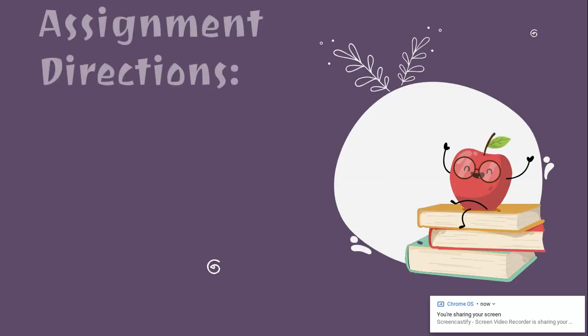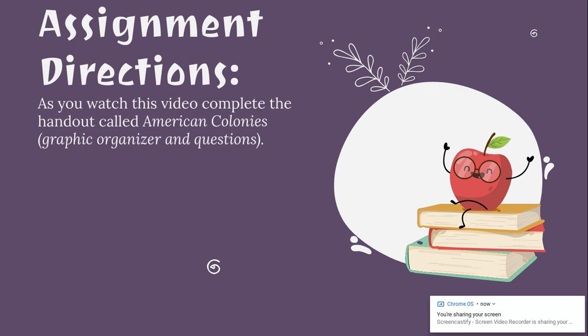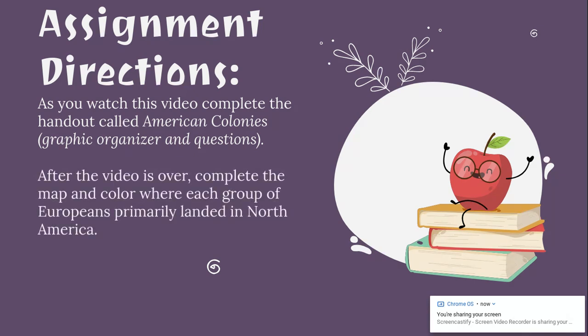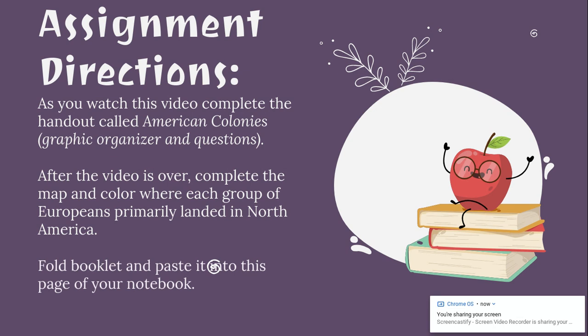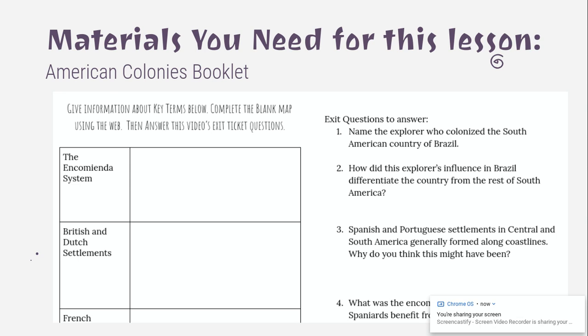Here are your assignment instructions. As you watch this video, complete the handout called American Colonies. It's a graphic organizer and questions. There's also a map. After the video is over, complete the map and color where each group of Europeans primarily landed in North America. Fold the booklet in half and paste it into this page of your notebook for credit. Here are the materials you need.